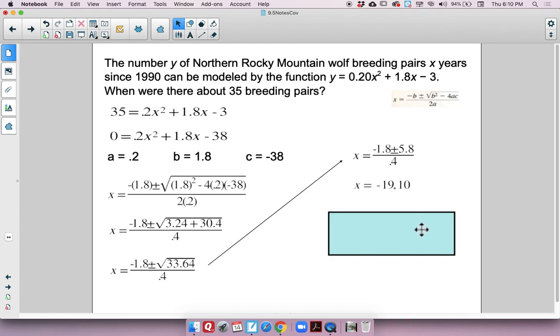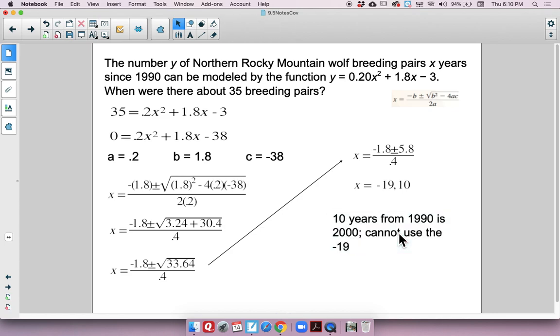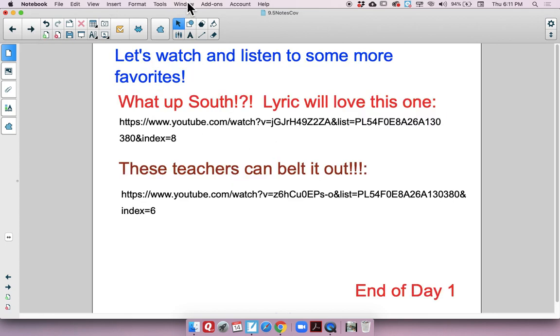So what would the answer be here if it's x years since 1990? I hope you said 2000, because 2000 is 10 years from 1990. Can't use the negative 19, right? Not using that. Okay. All right.